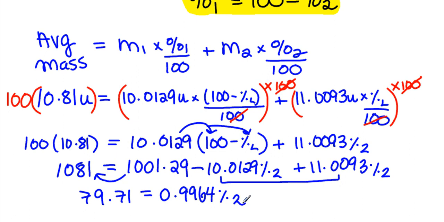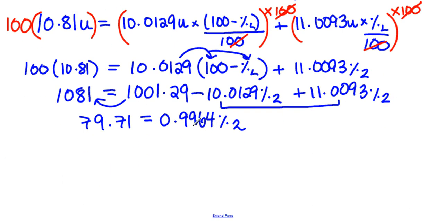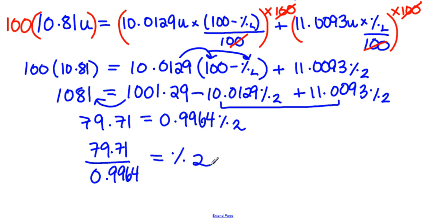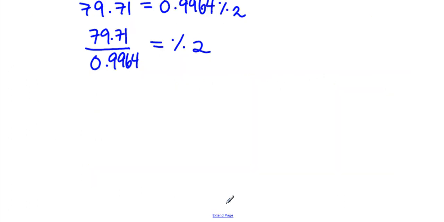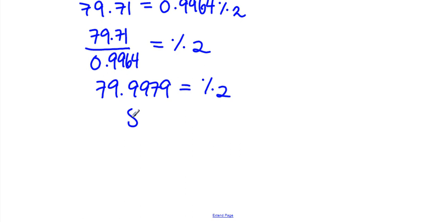And then if you remember, when you want to find your unknown, we have to divide. So 79.71 divided by 0.9964, from numerator to denominator. And that's going to give us our %2. So when we do that, our %2 is 79.9979, which we can round to make it a lot easier. So we'll say it's about 80% is %2.